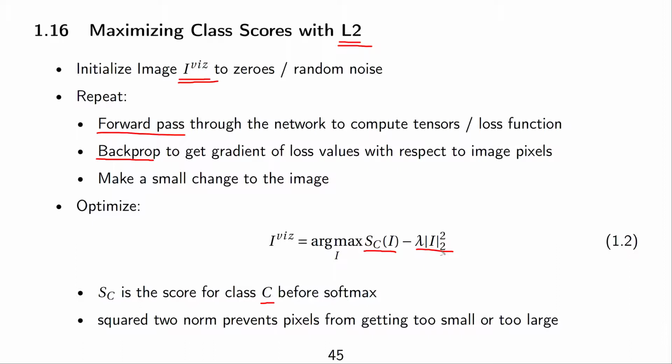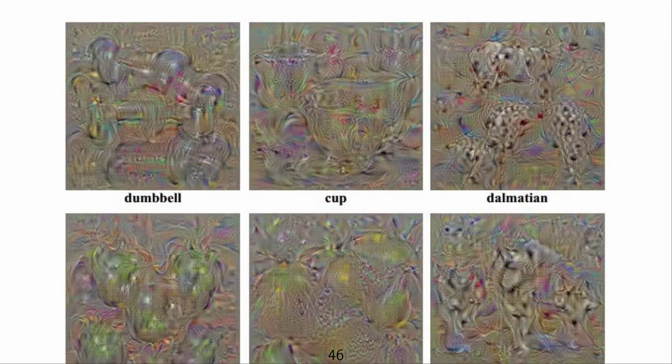Now in the image, because we are talking about image in transform space, the pixel values can be negative or positive, and this norm prevents the pixels from being either too large or too low. So it kind of moves the pixels more toward some average pixel value.